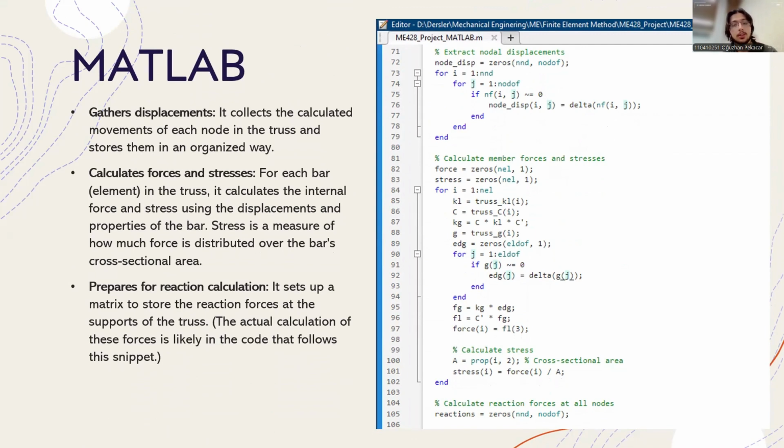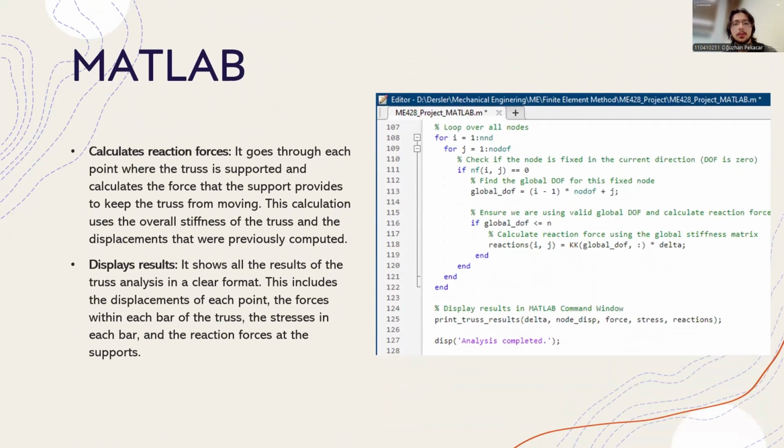Preparing for reaction calculation, it sets up the necessary tools to calculate the forces at the supports needed to keep the truss from moving. Moving on to this part of the code, calculating reaction forces, the code calculates the forces at each support point that the supports exert to keep the truss stable under the applied loads. Displaying results, finally the code presents all the results clearly, including the movement of each point, the forces within each bar, the stress in each bar, and the reaction forces at the supports.